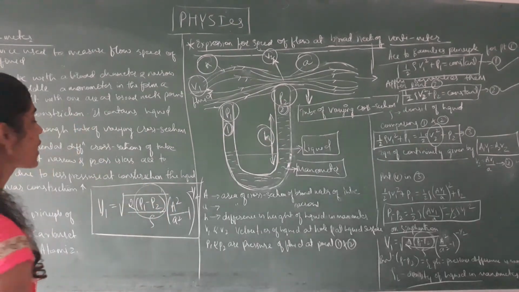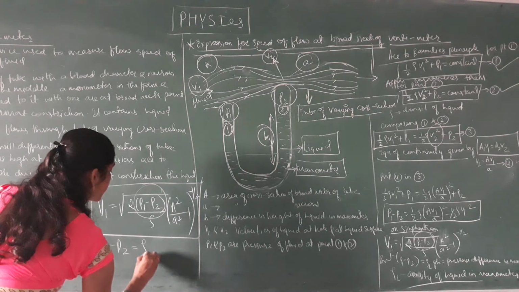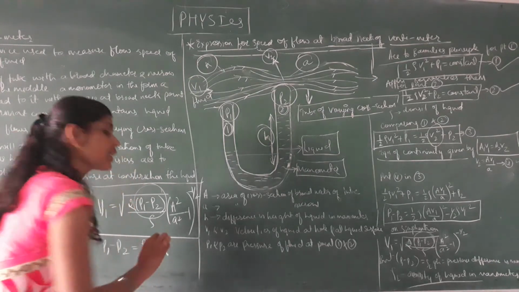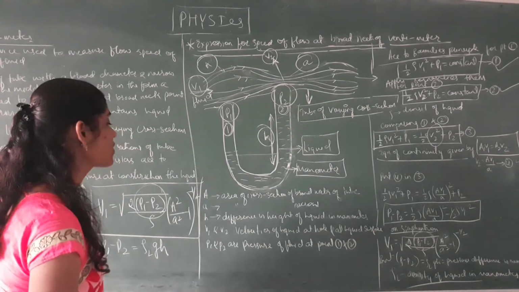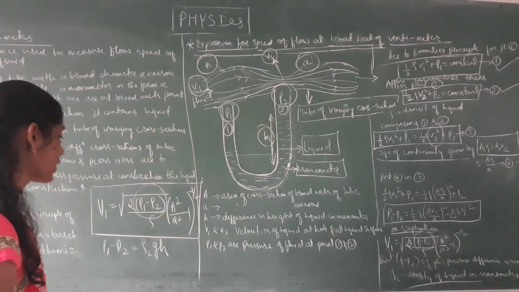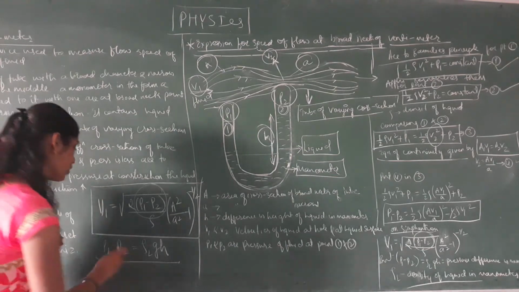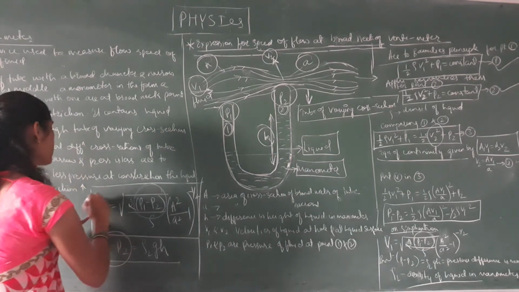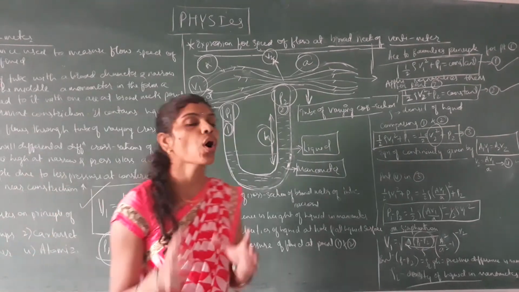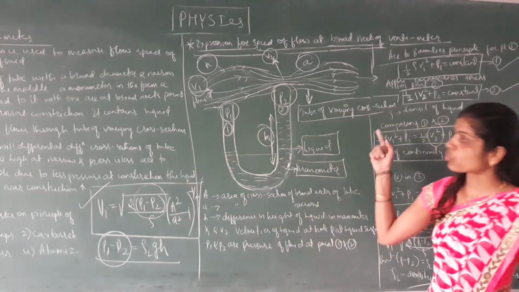Here p1 minus p2 is substituted as rho L g h. g is the acceleration due to gravity, h is the height of the liquid column, and rho L is the density of the liquid in the manometer. This is what we substitute here. This is the final expression for the speed of flow at the broader neck of the Venturi meter. I hope you got this one.